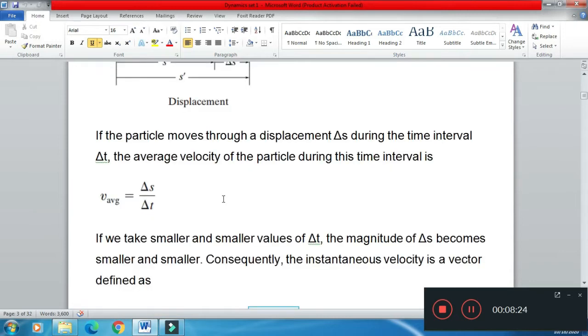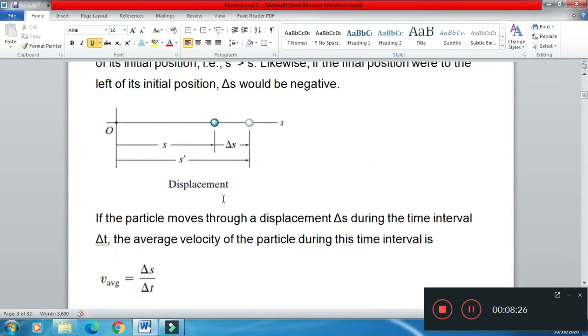Second quantity is average velocity. The displacement divided by the time spent for the displacement will give the average velocity.